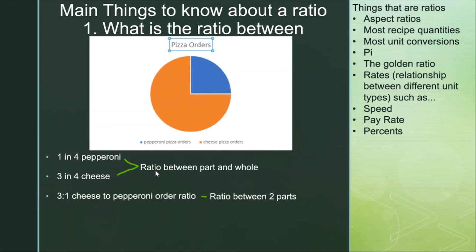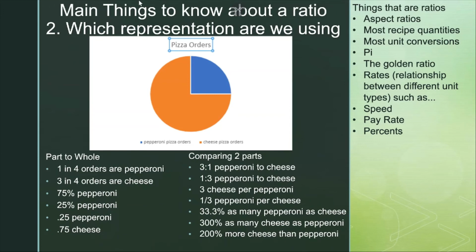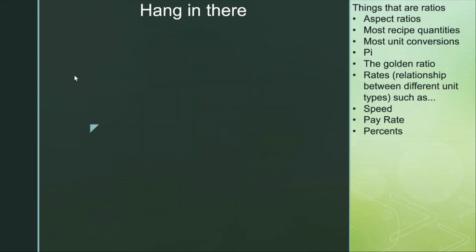The top two talk about the ratio being between a part and a whole. That is, part of the orders to all of the orders. The bottom talks about the ratio between two parts. We need to know what representation we're using whenever we use a ratio, and there's a lot of them. And I know this slide can look intimidating, so hang in there. We're not going to go too much further in this video, but this is a foundational video for what else is coming in my series.